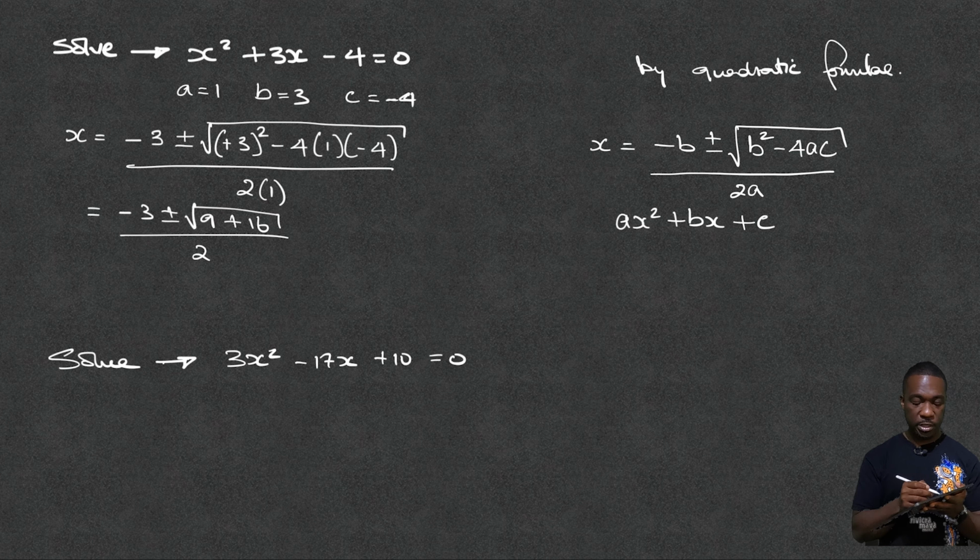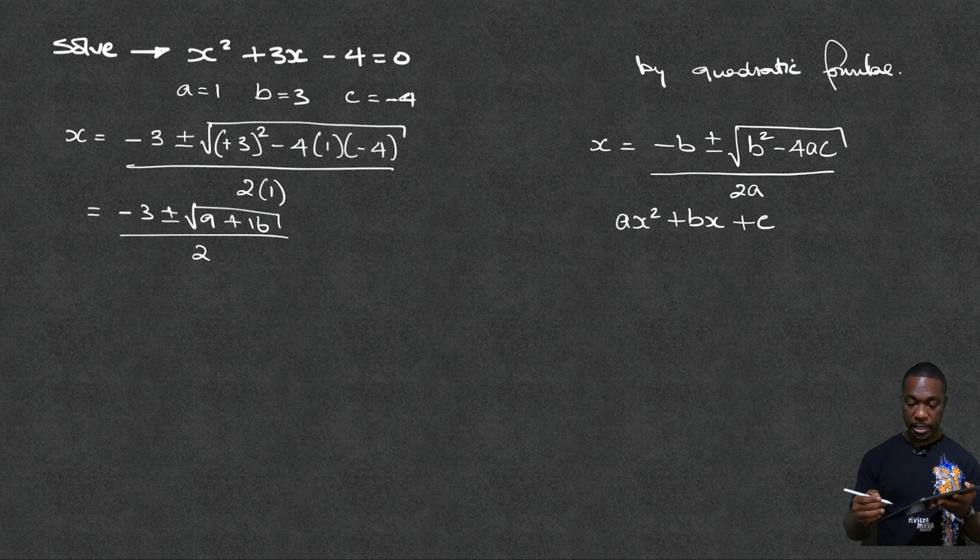Let's double check we've done that right. 3 squared is 9. 4 times 1 is negative 4. Negative 4 times negative 4 is positive 16. We're good, I think. And this, again, is getting in my way. So let's get it out of the way, because we're going to do that in a minute. Right, let's go and finish up this question now and get things done.